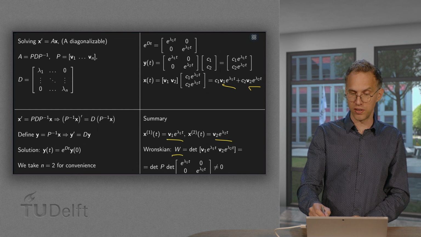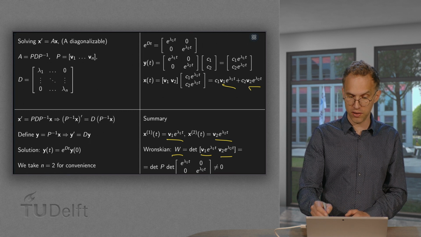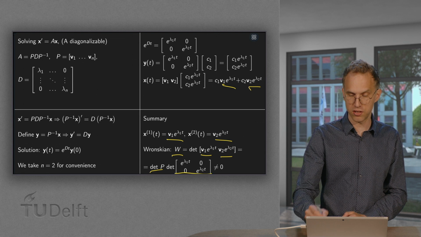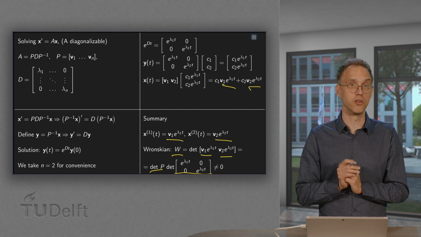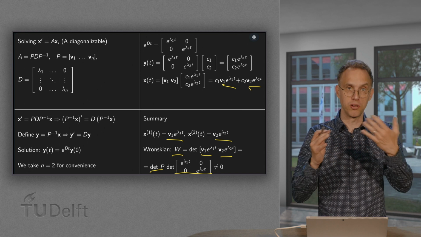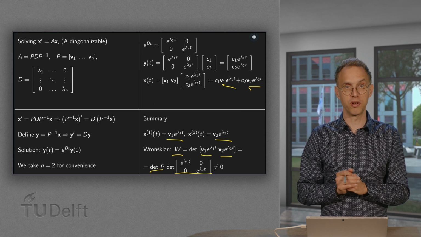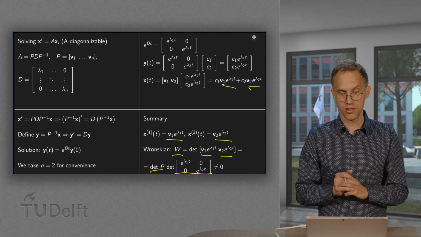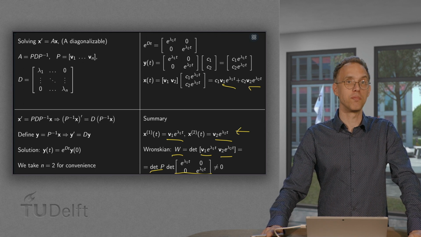So we take the determinant of x1, x2, and you can rewrite it as the determinant of p times the determinant of this matrix with the exponentials. Well, the determinant of p is non-zero because p is invertible. We had enough independent eigenvectors because a was diagonalizable. And the second matrix determinant is of course not 0, because there you have only exponentials. So we see that the Wronskian is indeed non-zero. So this procedure will indeed give us enough independent solutions.